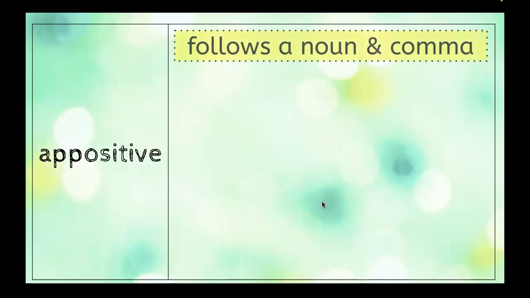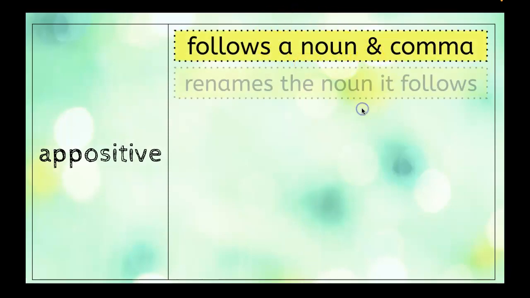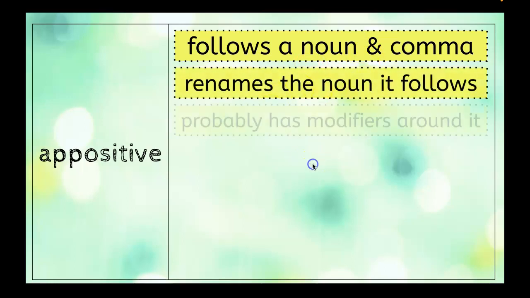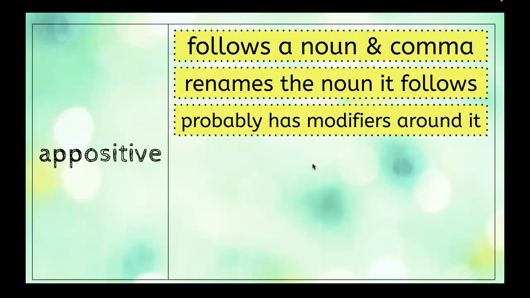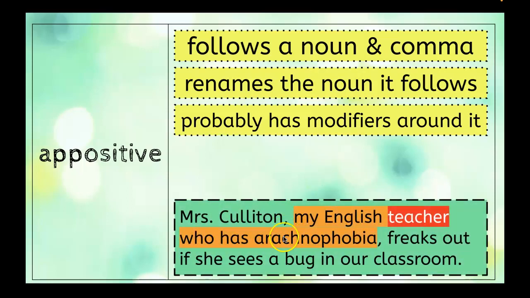And then the last one we've talked about is an appositive. It follows a noun that has a comma directly after it, and it renames that noun that it follows. Probably has some descriptive words around it. Mrs. Culleton, my English teacher who has arachnophobia, freaks out if she sees a bug in our classroom.